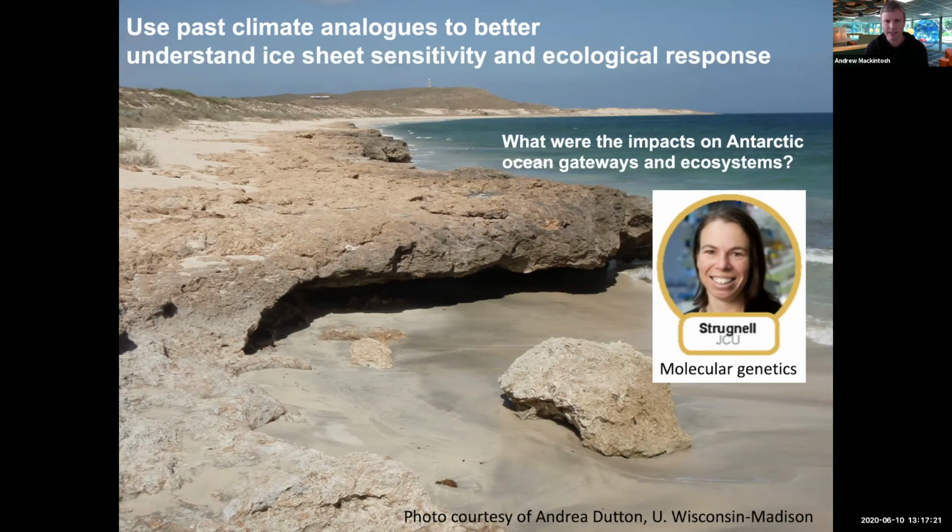I'll just give you an example, but the picture here is actually of a coral reef in Western Australia from the last interglacial about 125,000 years ago. It sits just above modern sea level. And we think this represents a time when the Antarctic ice sheet collapsed, or at least the West Antarctic ice sheet.